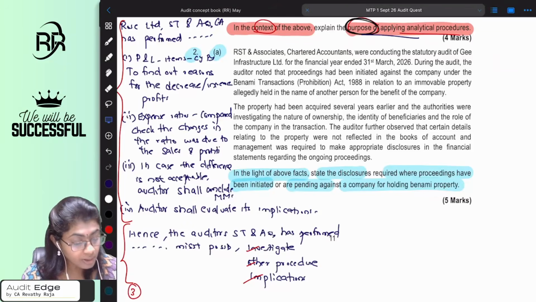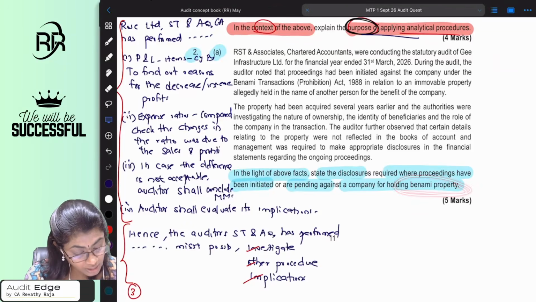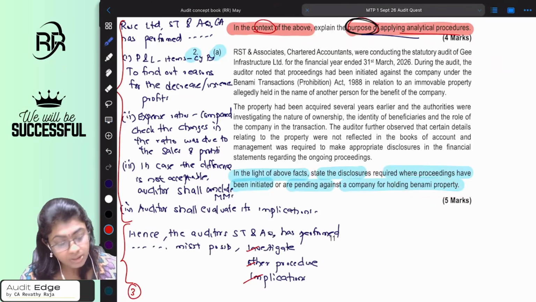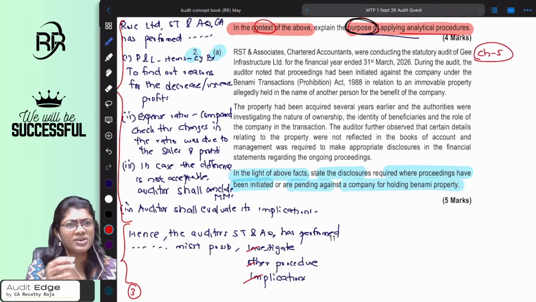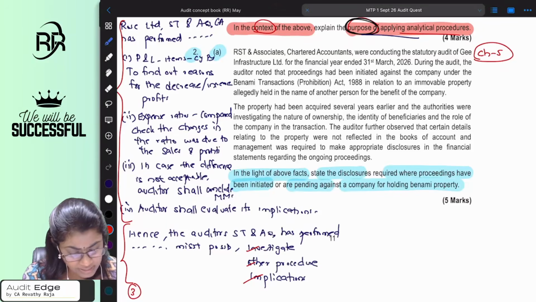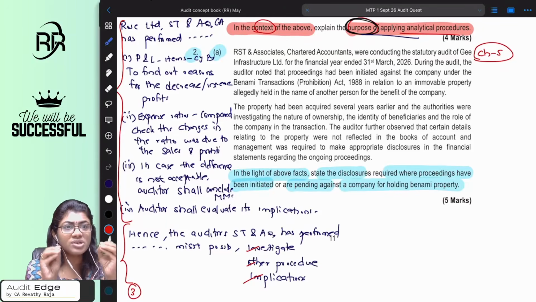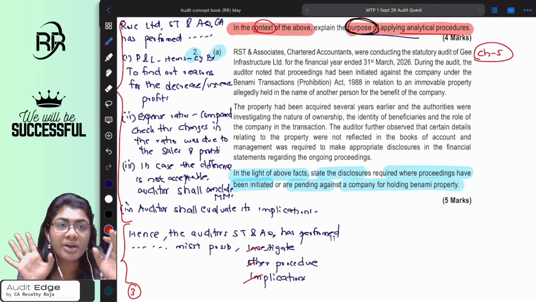Here, they have asked a question regarding disclosure. Disclosure means it is chapter number 5, items in FS. Now, the question is very direct. You just have to state what are the disclosure requirements regarding the Benami.